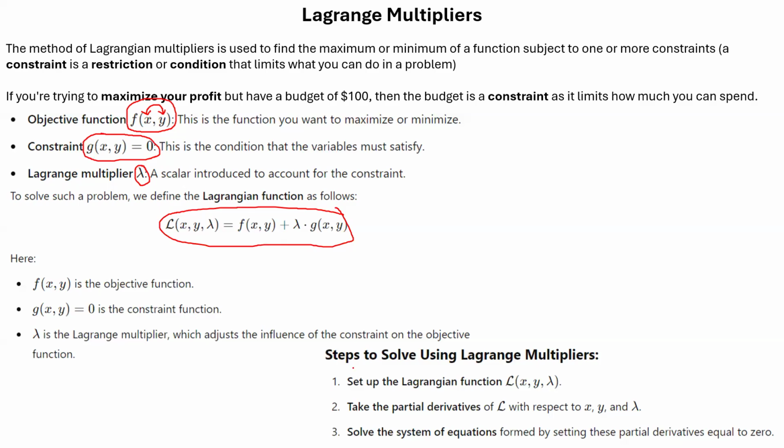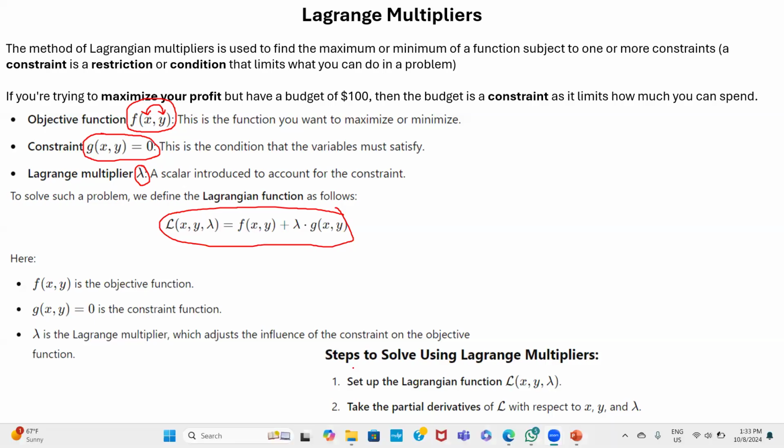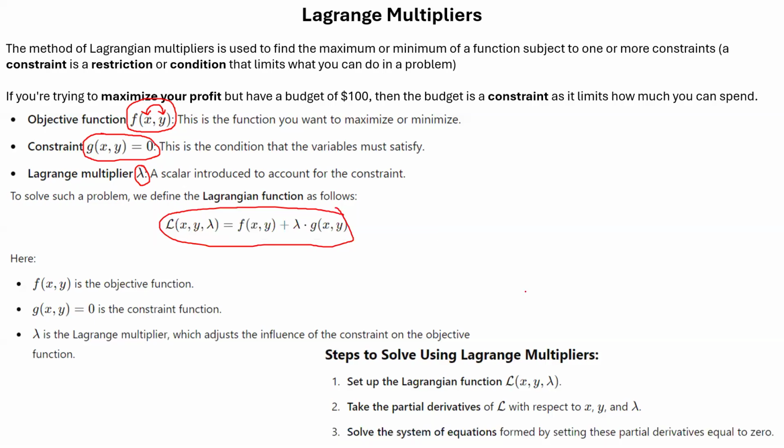How do we solve this? We solve this by first constructing the Lagrangian function and then we take the partial derivatives with respect to x, y and lambda, and then solve the equations. Solve the partial derivative equations that we got by equating them to 0.